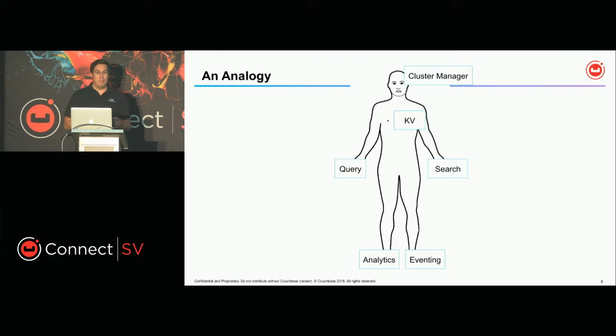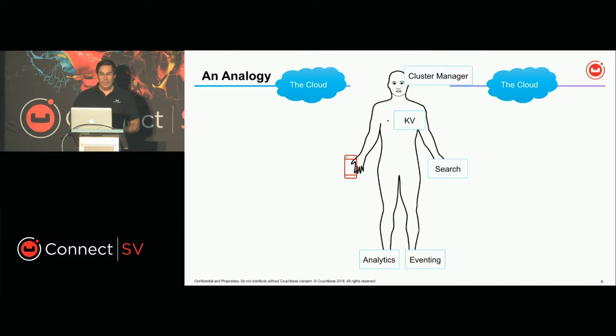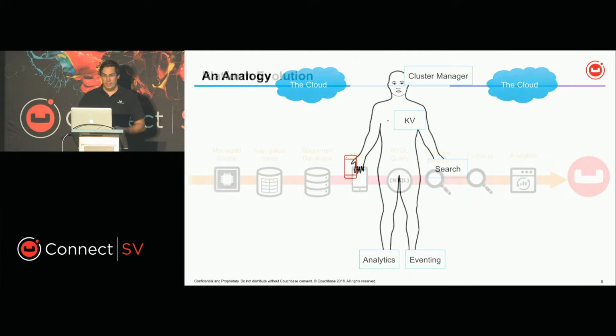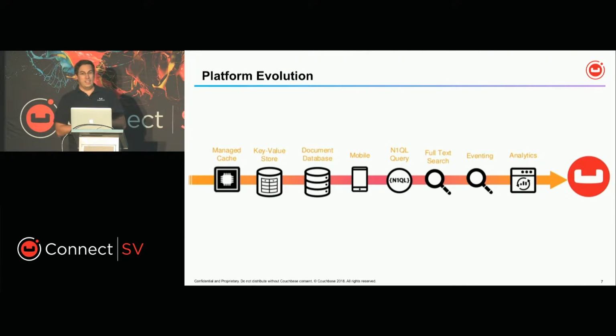Now, I'm happy that there is not a fifth one because I have no idea where to put it. I need to get another analogy. And then there is mobile. So where do we put mobile? Well, let's give this guy a phone in his hand and we'll just pretend it's mobile. And of course, we need to have the cloud in here as well. Cloud is always important. Okay, so let's talk about the platform evolution.